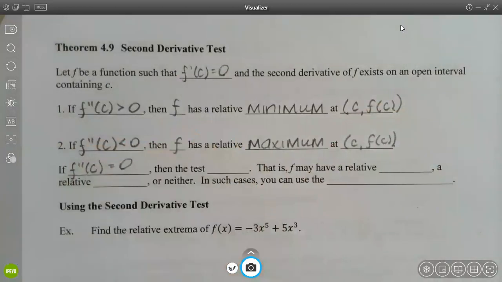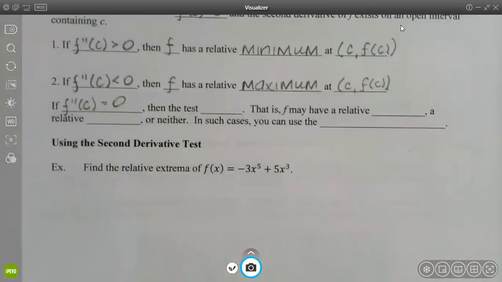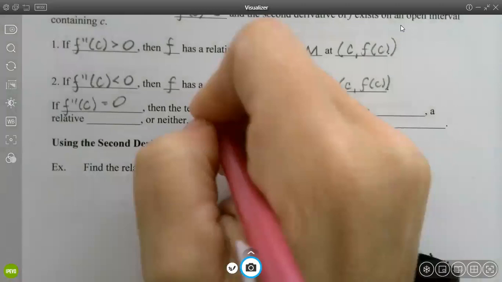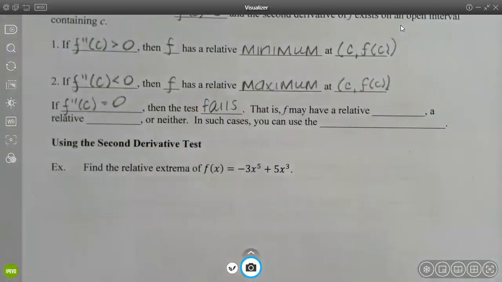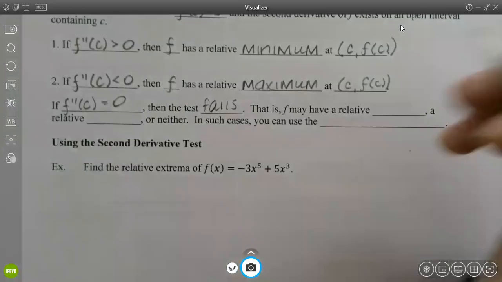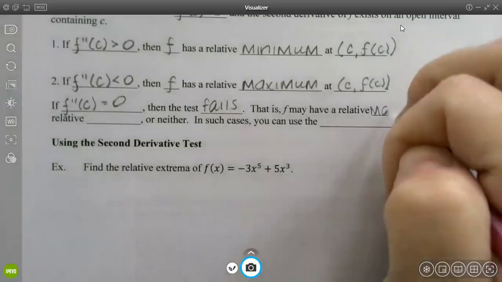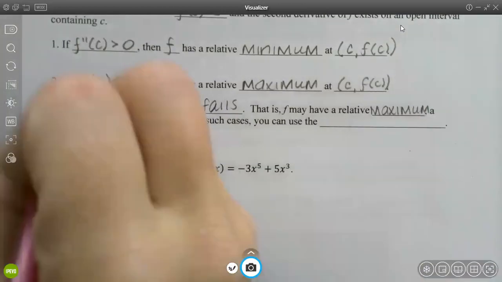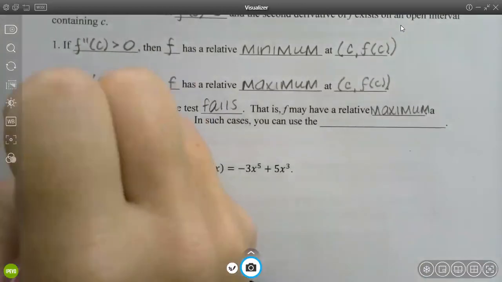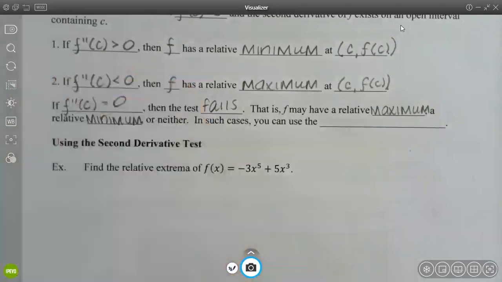But if it's actually equal to 0, then the test fails. That is, f may have a relative maximum, a relative minimum, or neither. In such cases, you can use the first derivative test.